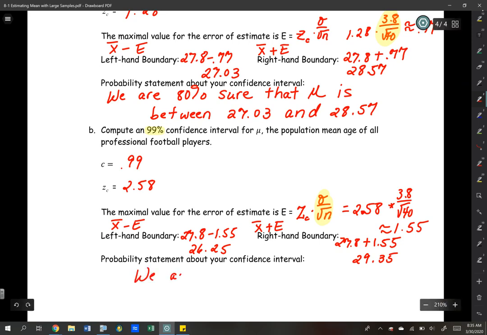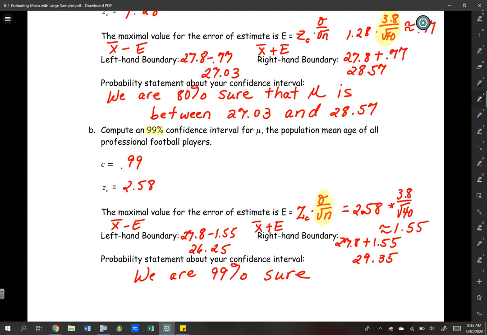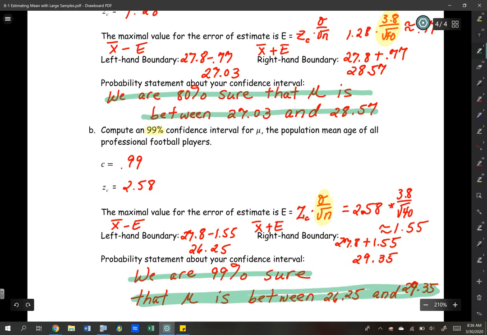We are 99% sure that the average age of all professional football players, that mu, is between 26.25 and 29.35. So when we were 80% sure, we had a smaller interval, and now that we're 99% sure, we have a slightly wider interval. But we do have a better sense for those ages for our professional football players.